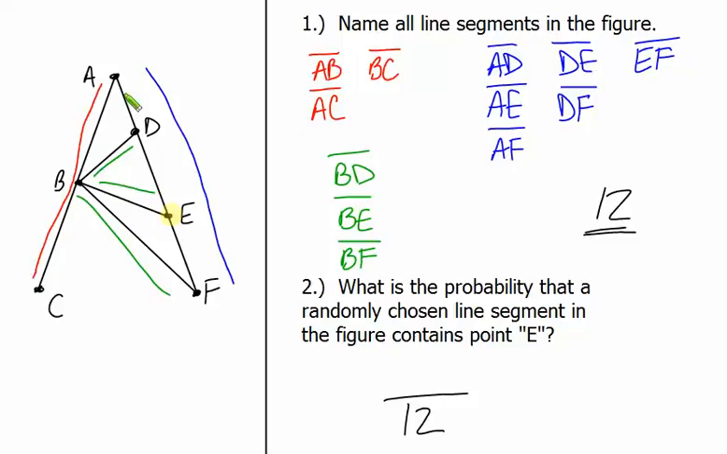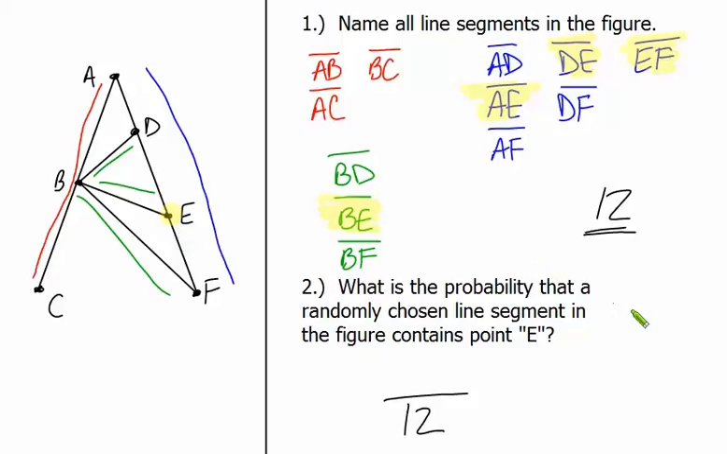Well, of course we have the ones where E is an endpoint. So for example, AE, DE, EF, and BE. Those are the line segments where E is one of the endpoints.